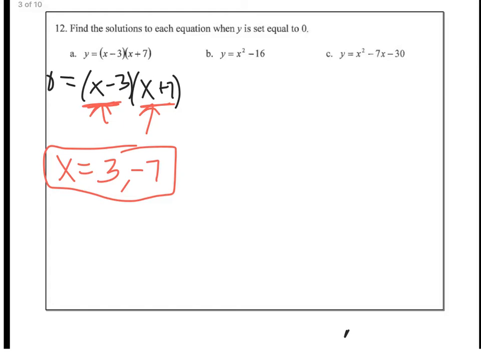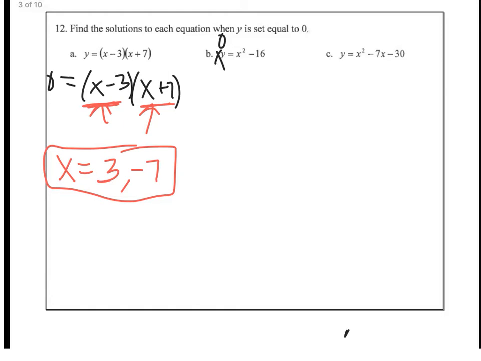Middle one says y is equal to x squared minus 16. So again, we're making y, oops, let's back up a little bit. Y should be 0. So I'm going to cross that out and put 0 there. So we're really trying to solve 0 is equal to x squared minus 16. This could be solved 2 different ways.